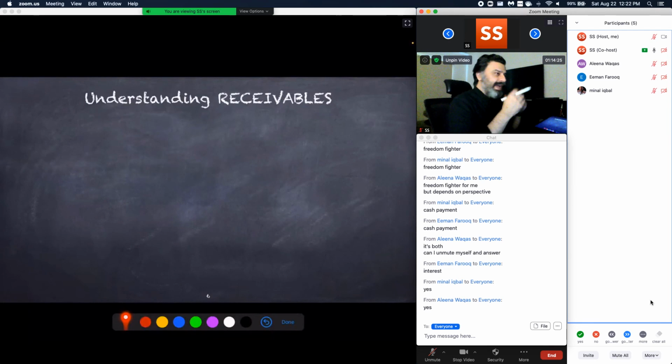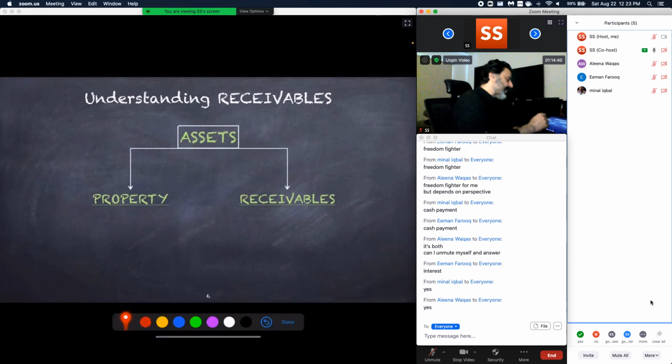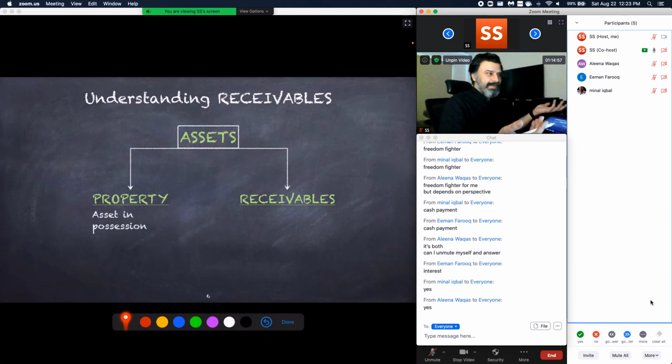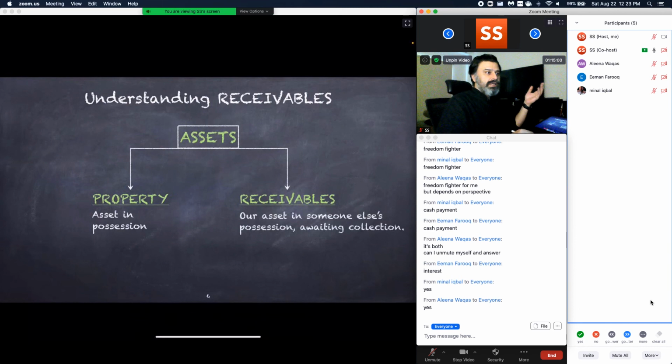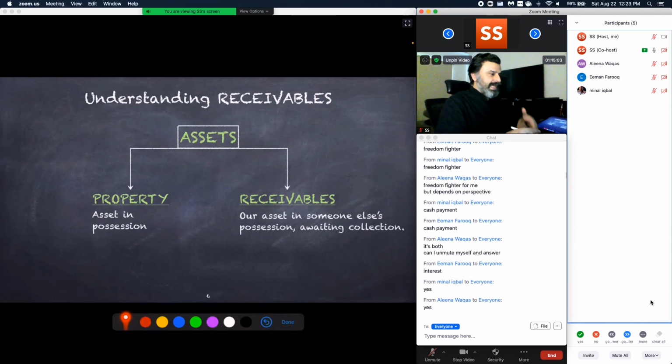So our assets, the left-hand side of the accounting equation, we generally categorize into two types based on their structural nature. Your assets are either classified as property type assets, or they can be classified as receivables type assets. A property type asset is an asset in your own legal possession. And a receivable is your asset being held by someone else, and you're only waiting on its collection.